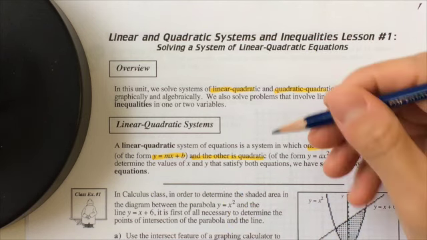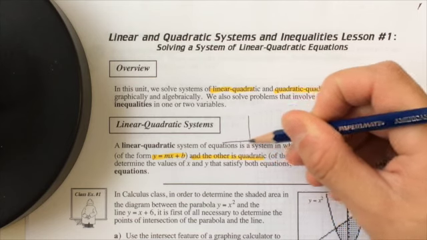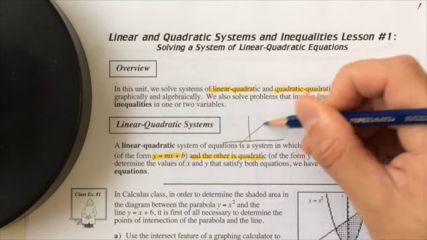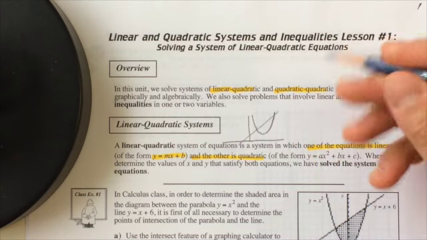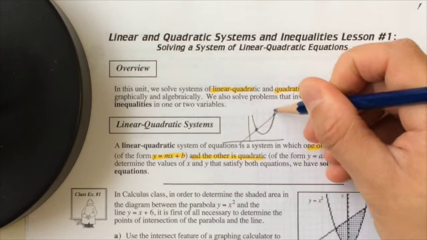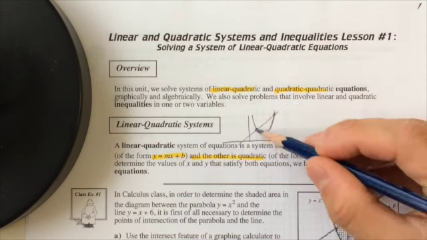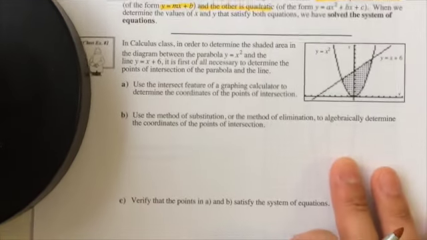So if we have a graph, one of the lines is going to follow something like this, whereas the other one could follow something like that. And we would solve for these 2 points. We want to know where on the graph these 2 points exist. When we determine the values of x and y that satisfy both equations, we have solved the system of equations. So let's look at an example.